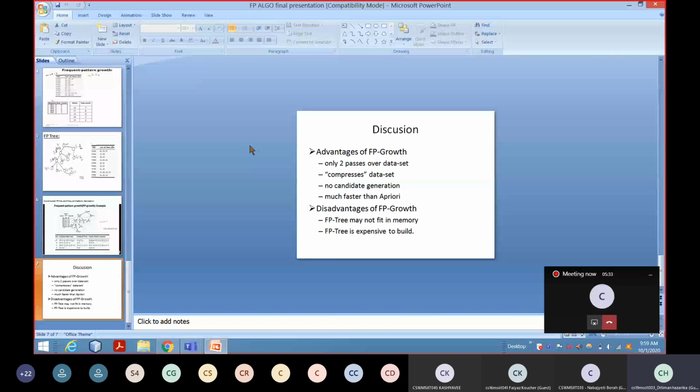The advantages are that it makes only two passes over the dataset and compresses the dataset. The third point is that there is no candidate generation and it is much faster than Apriori. The disadvantages are that the FP tree may not fit in memory and the FP tree is expensive to build. That's all.